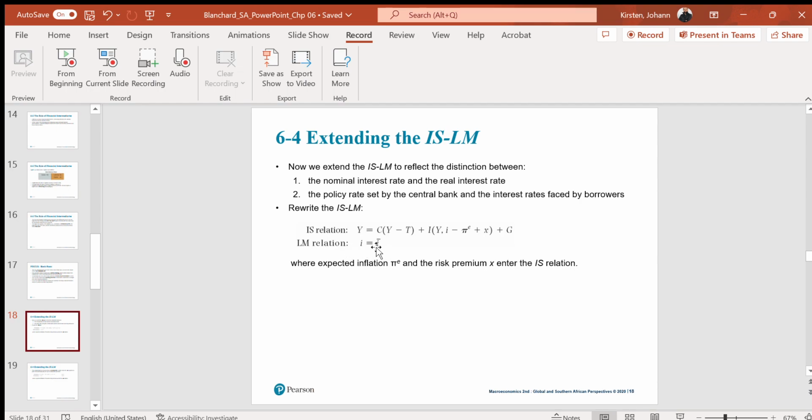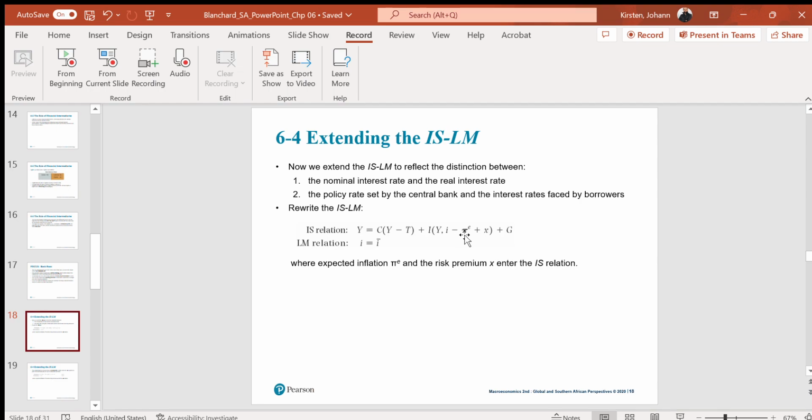If you look at the IS-LM relation, the most important one here is that the LM relation stays the same. Now, what is this i? That's the nominal interest rate. So the LM works on the nominal interest rate, whereas the IS works on the real interest rate, which is nominal minus the expected inflation, and then your risk premium. So that's the key point we add here: on our IS relation, we add the real interest rate and the risk premium, which we add as a positive sign here.